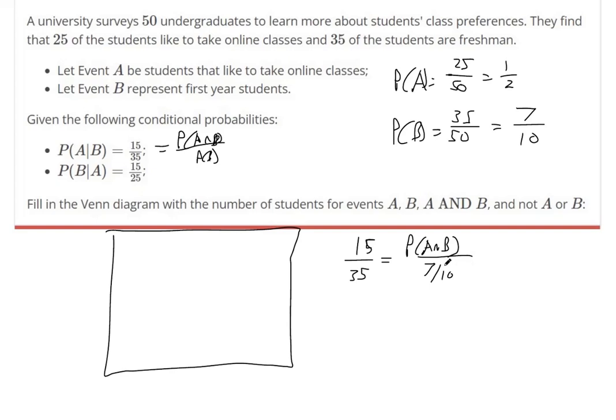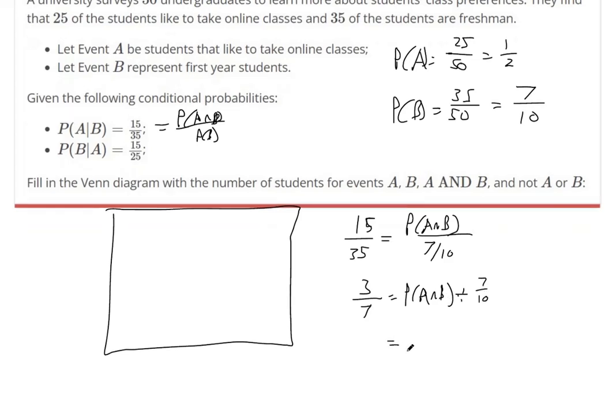So kind of yucky with a fraction there. The way I'd rewrite that, well, first let's simplify over here. 15 over 35, that's 3 over... why can't I do that? 35 divided by 5 is 7, right? This is the probability of A and B. And this is divided by 7 over 10. So a better way of writing that would be to flip and multiply.